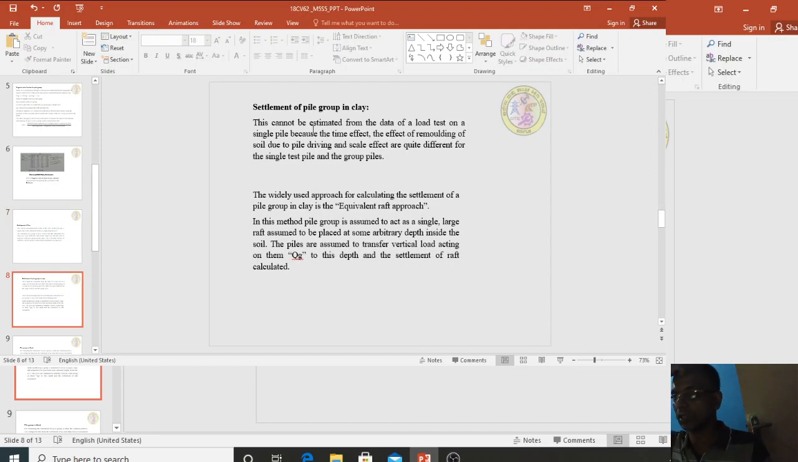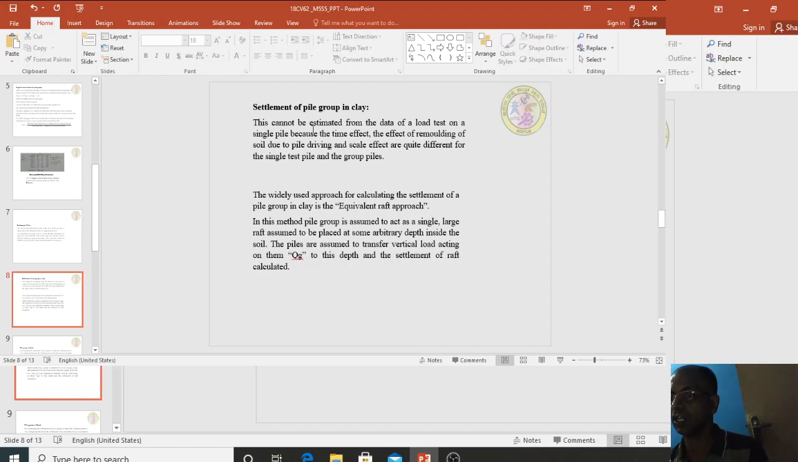So the settlement of a pile group in clay cannot be estimated from the data of the load test on a single pile, because the time effect, the effect of remolding of the soil due to pile driving, and scale effect are quite different for a single test pile and a group of piles.